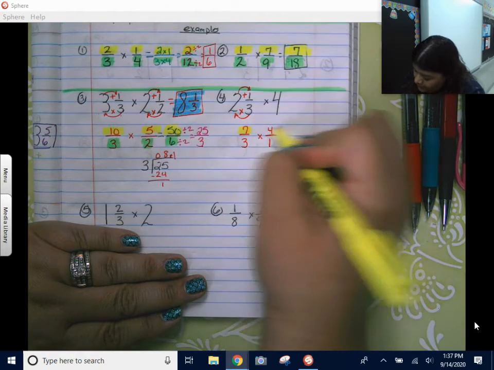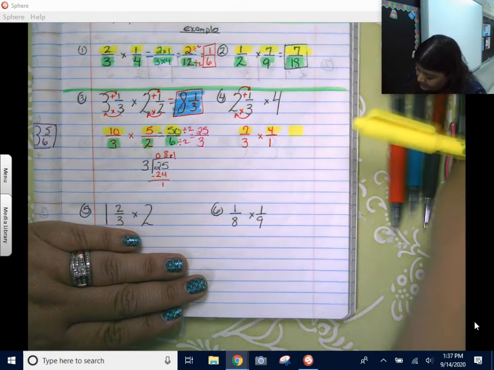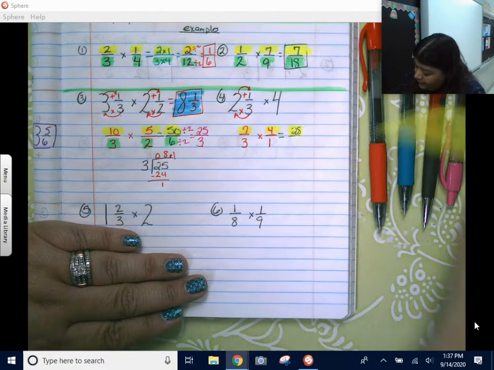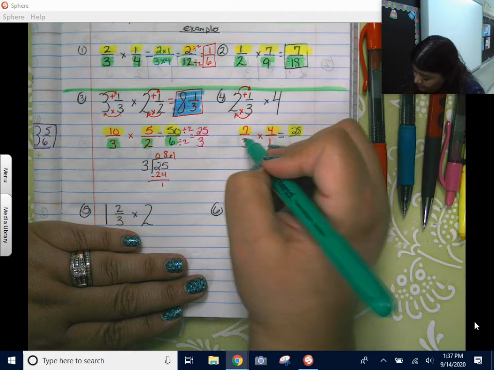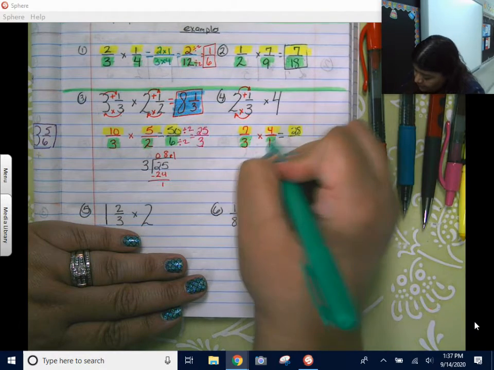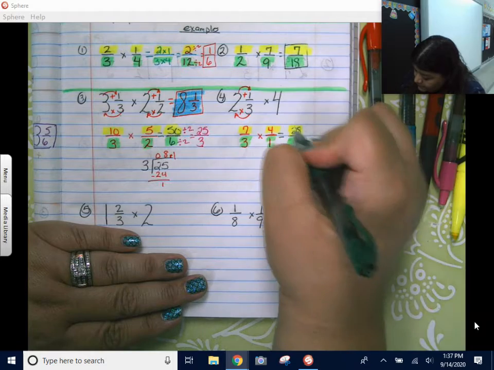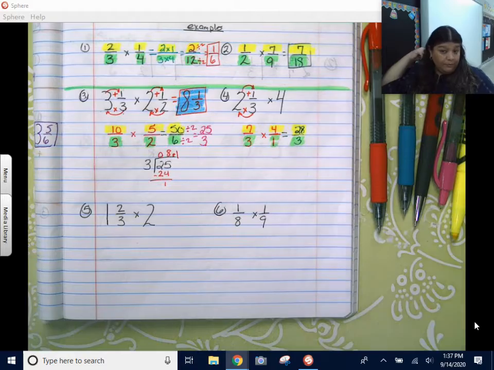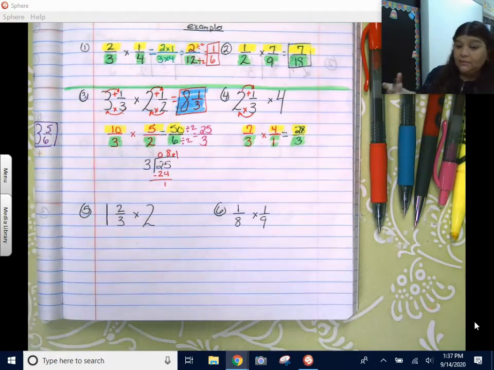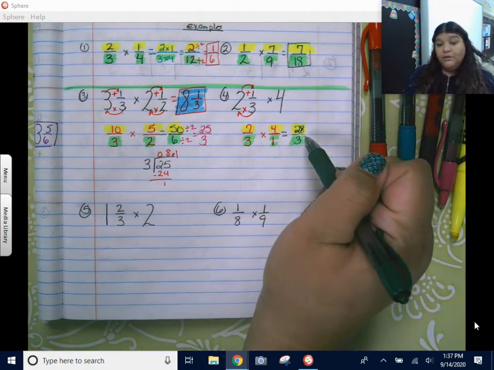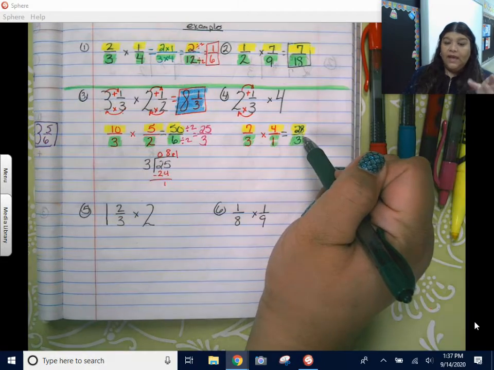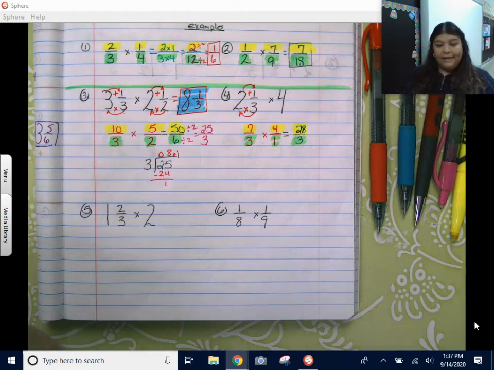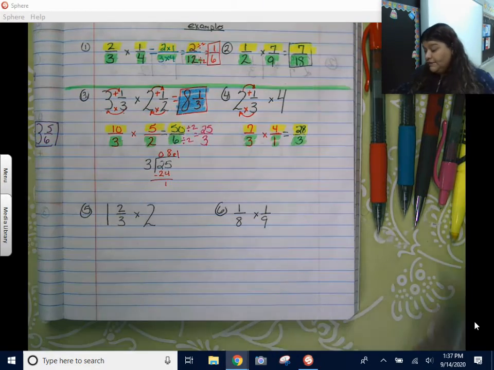So numerator times numerator. So that is going to be 7 times 4 is 28. And then denominator times denominator. So that's going to be 3 times 1 is 3. Okay, now before I change it into a mixed number, because obviously this is improper because the bigger number's on top, I'm going to go ahead and ask myself, can I simplify 28 and 3? And no, I can't. Okay, so it's simplified as far as it can go.